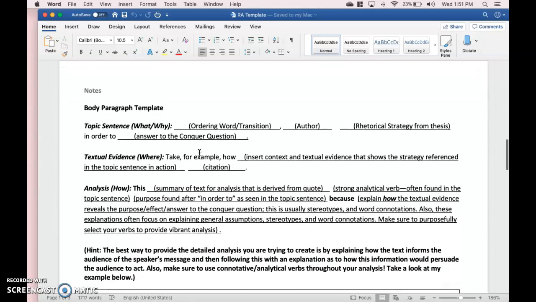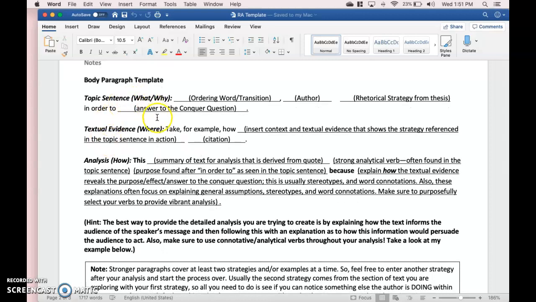So let's look at this template. This template is going to be broken down into 3 pieces. The first is your topic sentence of what and why, then followed by your textual evidence where, followed by your analysis of how. So for your topic sentence, you'll want to use a transition word. You'll want to mention your author's name. You'll want to go ahead and mention the rhetorical strategy that you included in that thesis and what this particular paragraph will be focusing on. Then you're going to explain that this is done in order to, and you're going to write your answer to the Conquer question here. So why are they using that rhetorical strategy?